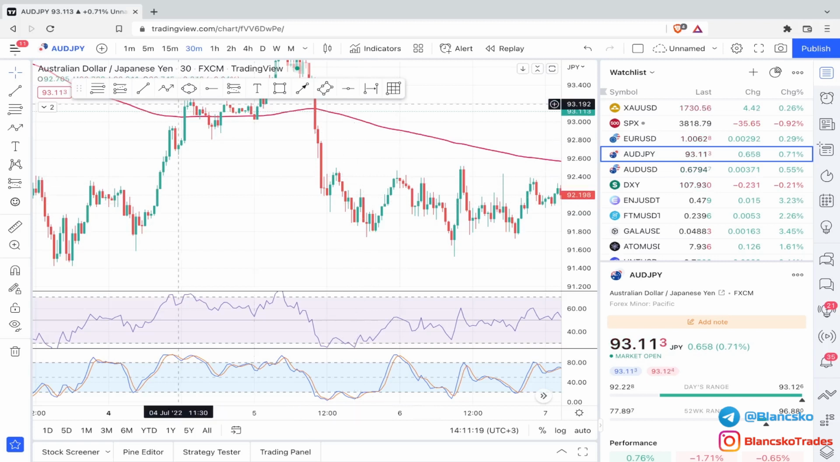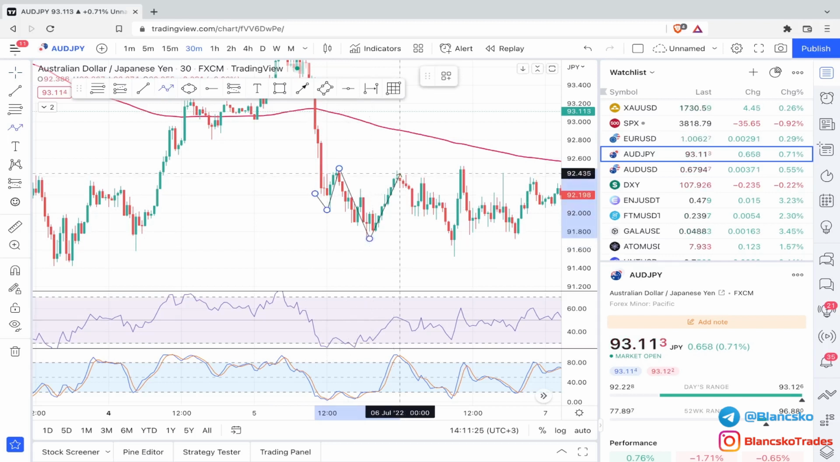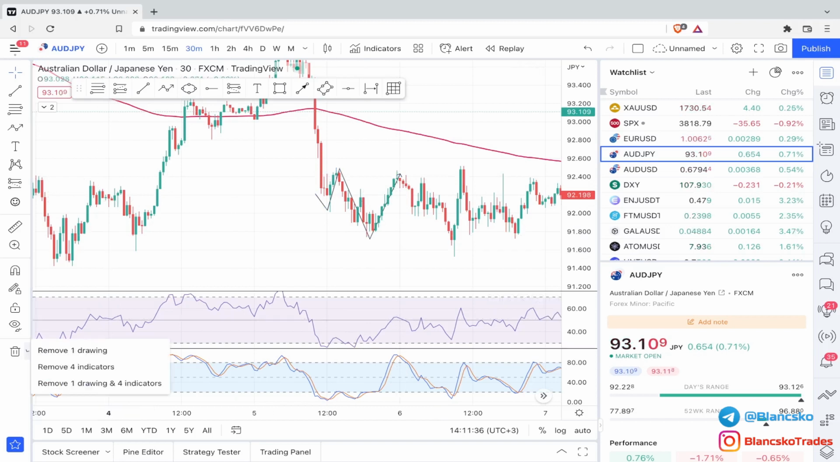So again, I'm just going to mark up the structure. Lower low, lower high, lower low, and then we create a new lower high. Right here we look if we have a divergence. We do. From this lower high to this one on the RSI can be seen very clear that there's a divergence, hidden bearish one more exactly.